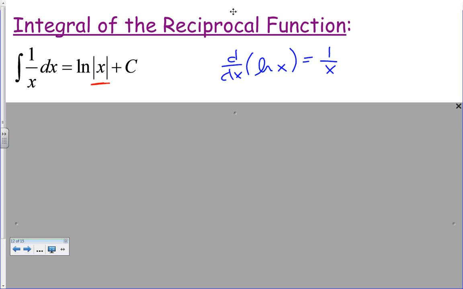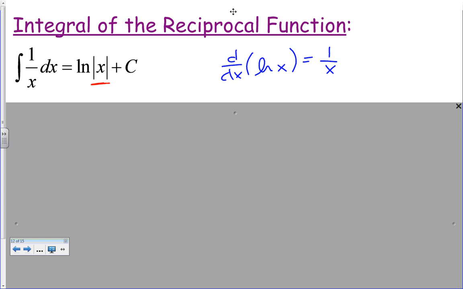The domain of natural log, of course, is only defined for positive values of x. We define the function ln of x for values of x greater than 0. But 1 over x, the reciprocal function, is defined for all x except 0. So that's where our issue is coming in, and why we don't end up with just natural log here. It's the natural log of the absolute value. Do not forget that. It's got to have the absolute value function.